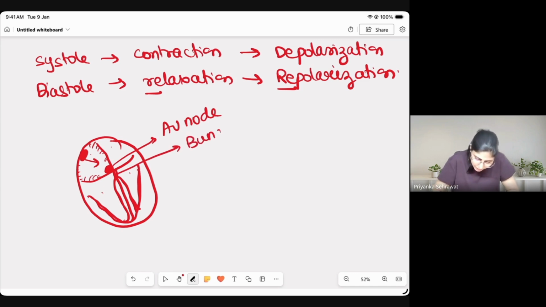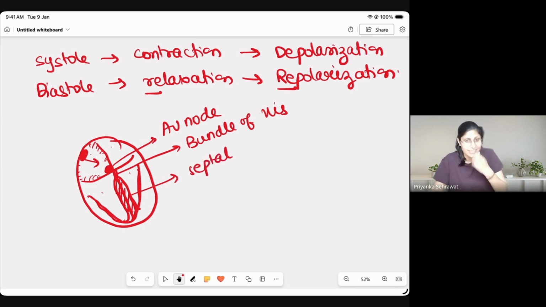There is this bundle of His, which gets excited and sends the potential to the septum. Septum first, right? So the first thing that happens is the septal excitement. The septum then gives rise to electrical potential differences in these two branches. From the bundle of His, we have the right branch and the left branch.